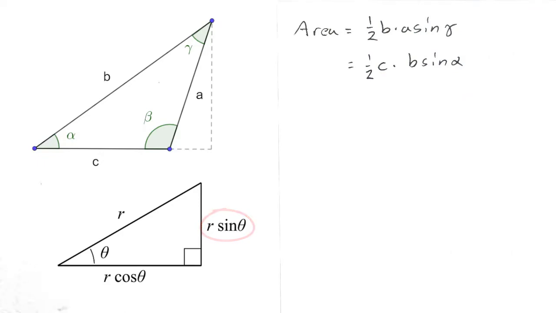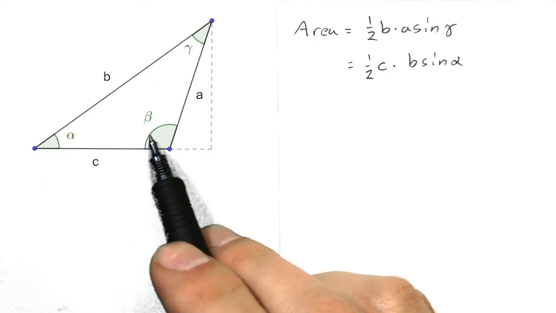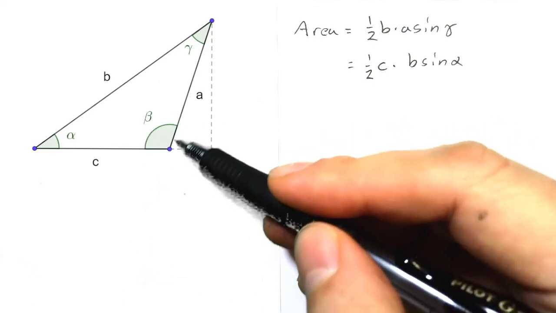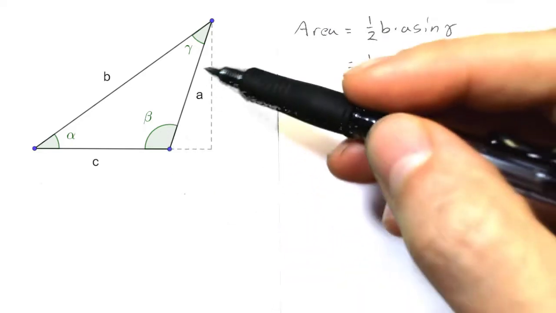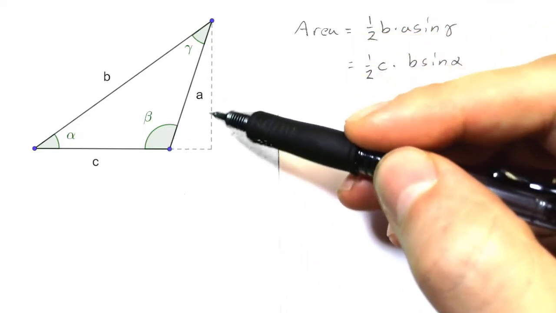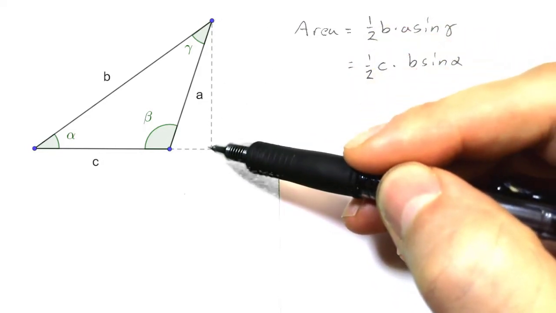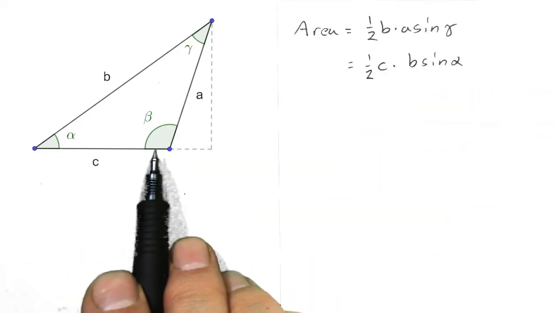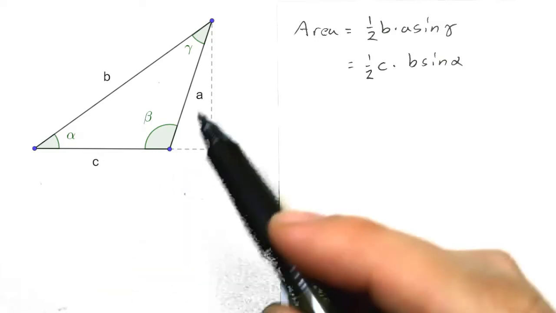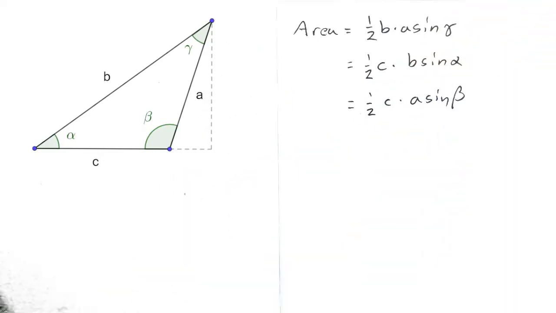All right, so we're going to compute the area one final way. We're going to use the angle beta. Now if I take the length of this side here, A, and multiply by the sine of beta, I will get the height here. That's another way to find this height. A times the sine of beta. And the base of the triangle is C, so if I multiply 1/2 C times A sine beta, I will have the area. Okay, so we've expressed the area three different ways.